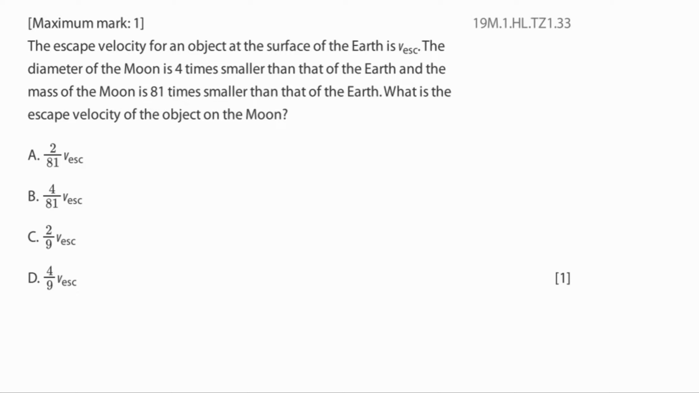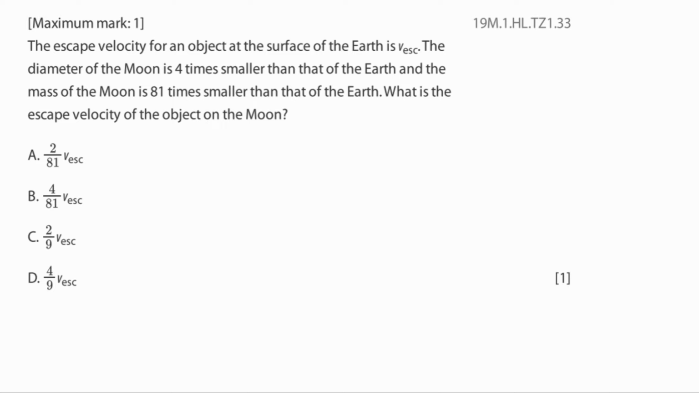This is a HL paper 1 question worth 1 mark. Let's get started. The escape velocity for an object at the surface of the earth is v escape. The diameter of the moon is 4 times smaller than that of the earth and the mass of the moon is 81 times smaller than that of the earth. What is the escape velocity of the object on the moon?